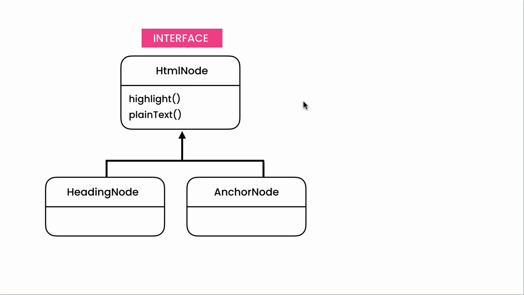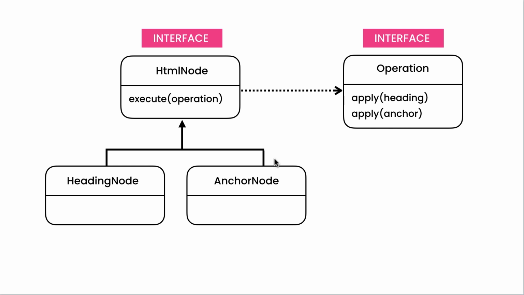So here's our current structure. We have this HTML node interface with two methods, highlight and plain text. And here are the classes that implement this interface. Now, we want to get rid of these specific methods. We want to replace them with a general purpose method like execute. This method takes an operation object. So here we have a dependency relationship to our operation interface because the execute method takes an operation object. Now, we should implement this method in each concrete node type.